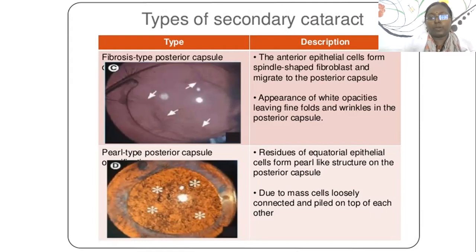In fibrous type posterior capsule opacification, anterior epithelial cells form spindle shaped fibroblasts and migrate to the posterior capsule, hence white opacities can be seen. There is a wrinkling of the posterior capsule. Pearl type posterior capsule opacification is because of residues of equatorial epithelial cells, which form pearl-like structures on the posterior capsule.